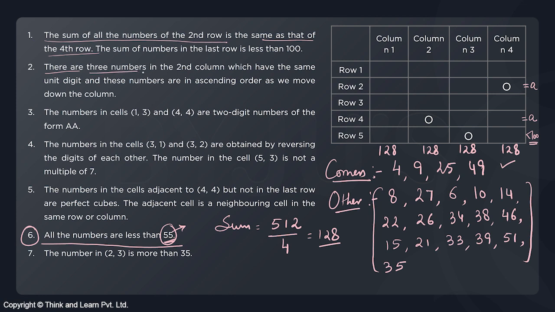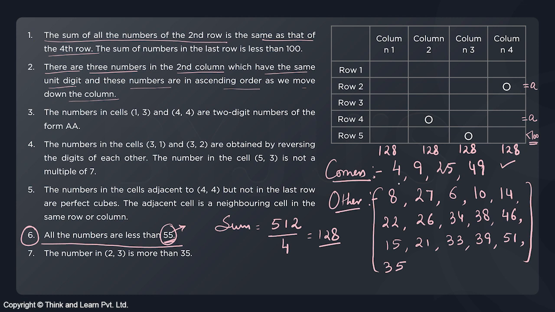There are 3 numbers in the second column which have the same unit digit. And these numbers are in ascending order as we move down the column. What can be the 3 numbers with the same unit digit in a column?